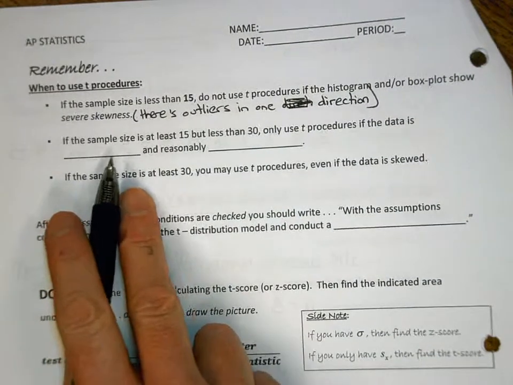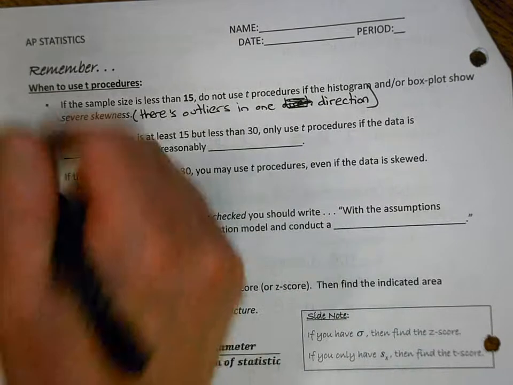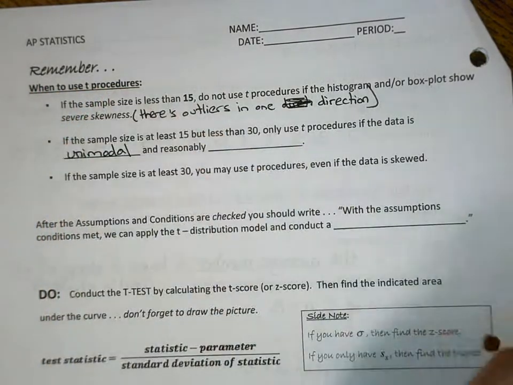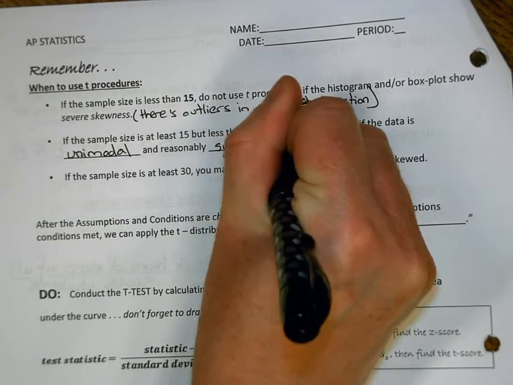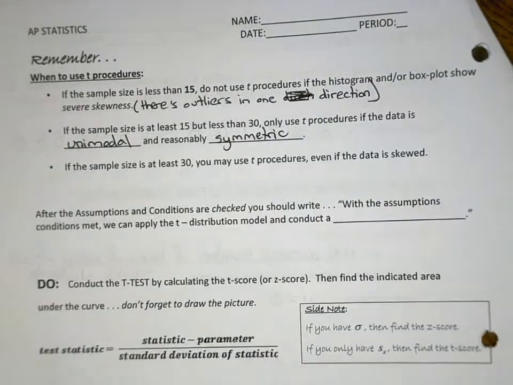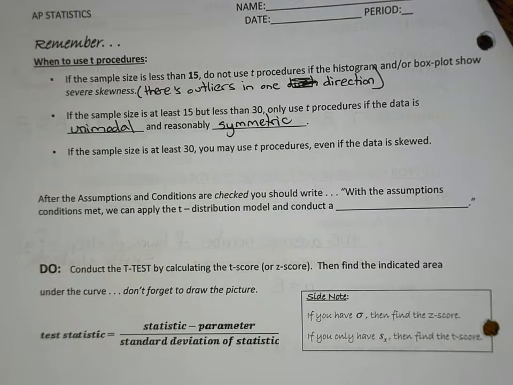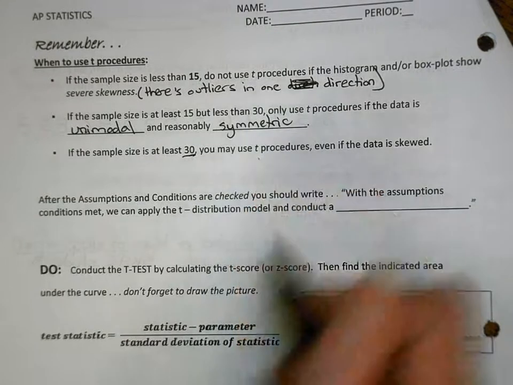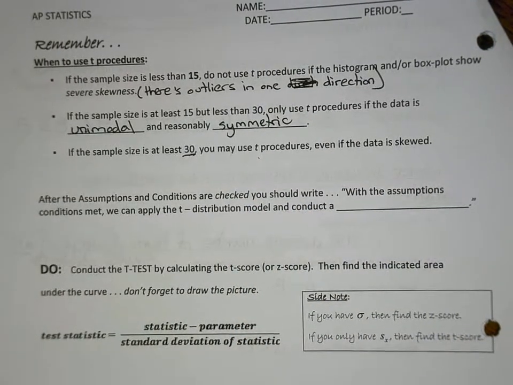If the sample size is at least 15 but less than 30, you should only use t-procedures if the data is unimodal and reasonably symmetric. For those of you that are perfectionists out there, you gotta let it go. Statistics is a way of manipulating things into what we want them to be. If the sample size is at least 30, you can use t-procedures. Heck, if it's more than 30, you technically could use z. But we're not going to, because that'll get too confusing for some of you.